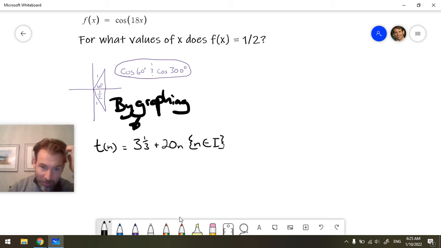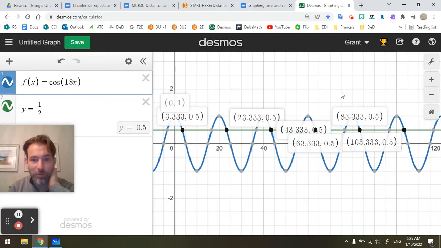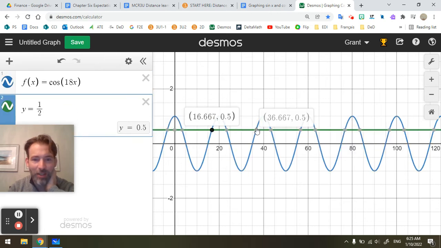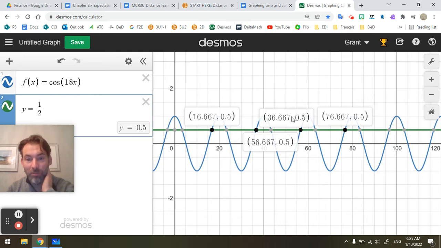All right, and let's take a look back at our graph. That gave us all of those numbers, but we missed these ones. We did not have these solutions here. This one, this one, this one, this one. These are all 20 minus 3 and a third, 40 minus 3 and a third, 60 minus 3 and a third.